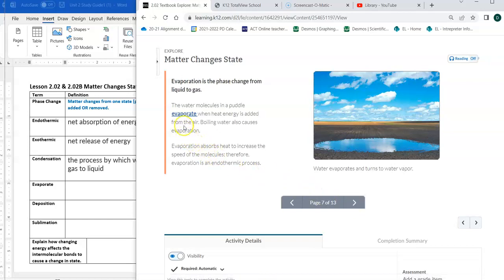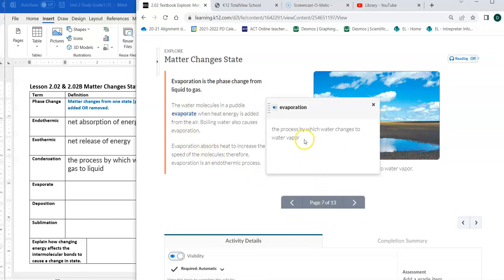And now we get to evaporation. Again, evaporation, you can click on the word, changes from a liquid to a vapor.